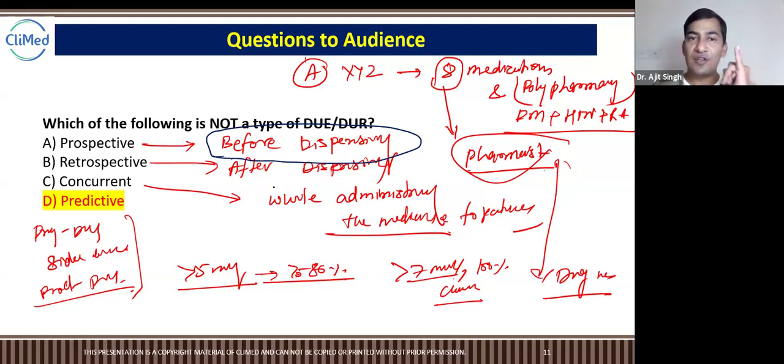Otherwise, drug utilization review includes the risk benefit ratio, and many things. Not only the risk benefit ratio, but it includes multiple calculations also, that I'm going to tell you in the next classes. Definitely everything will be covered, but you have to understand the process here, right? So when things are happening before the dispensing, that is called prospective DUR. Prospective DUR means it is happening before the dispensing. Okay.